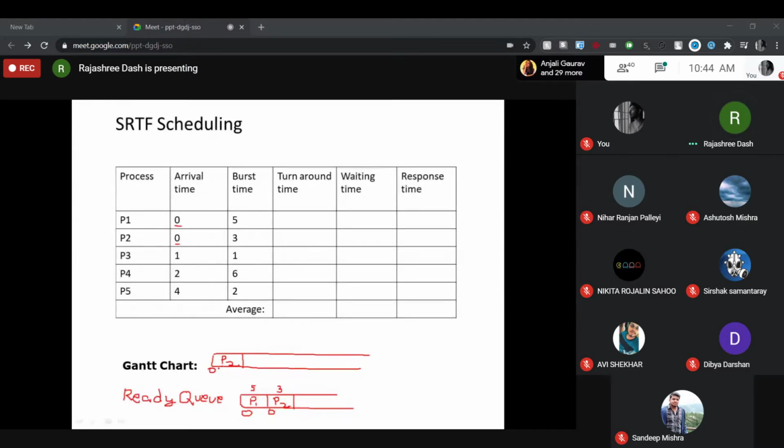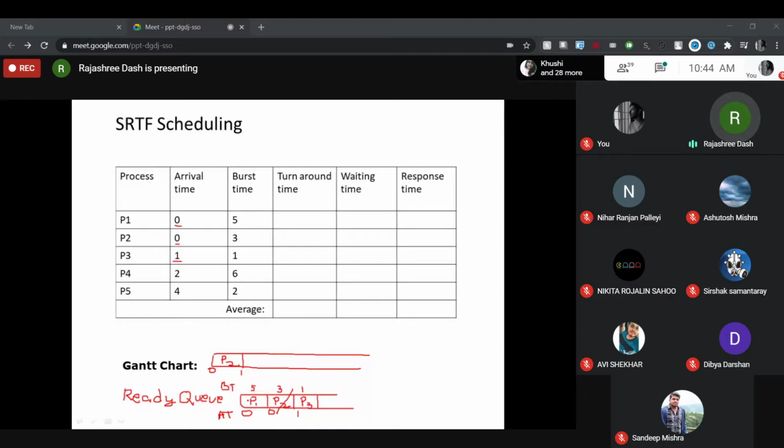Okay. Now just check. At time 1, P3 enters into the ready queue. Below I am writing the arrival time and at the top I am writing the burst time. So when P2 is executing, at time 1, P3 enters into the ready queue. And what is the burst time for P3? That is 1.